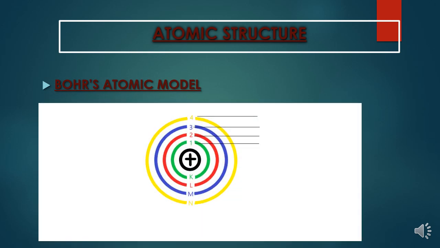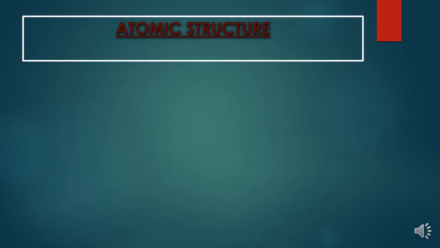So now we continue. I'm going to explain what these initials are, but quantum number 1 is represented by K, quantum number 2 is represented by L, quantum number 3 is represented by M, quantum number 4 is represented by N. We are going to explain what these initials are as we proceed.